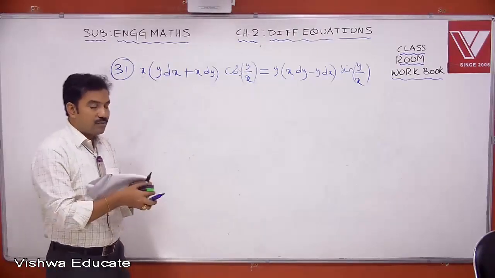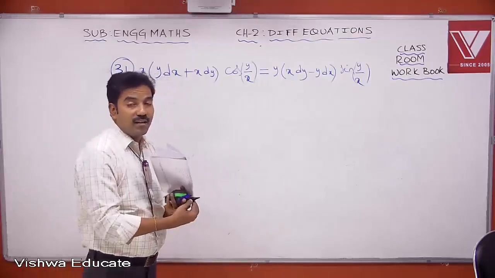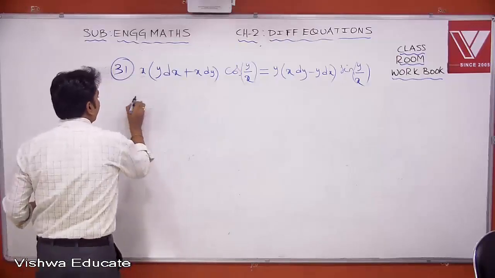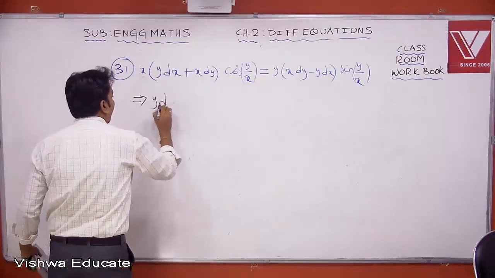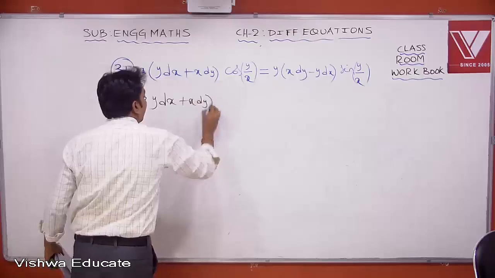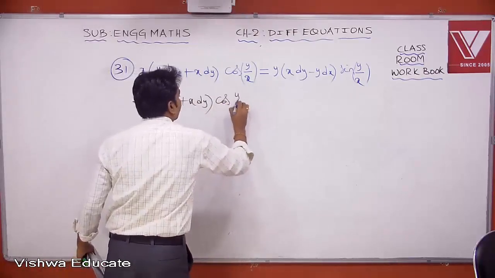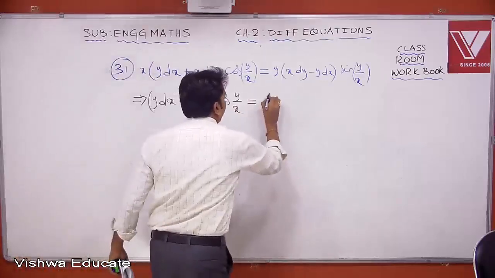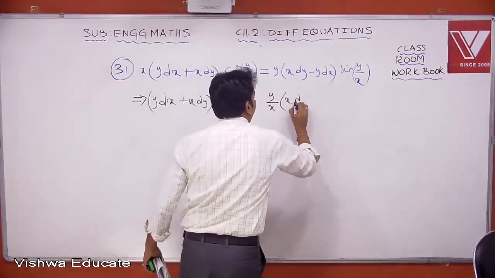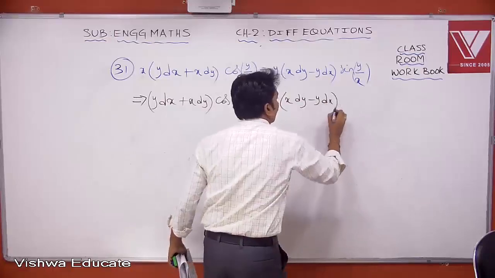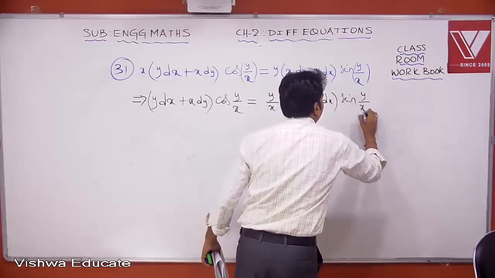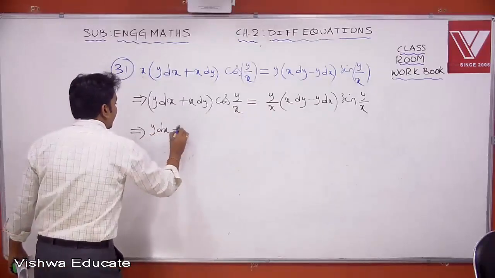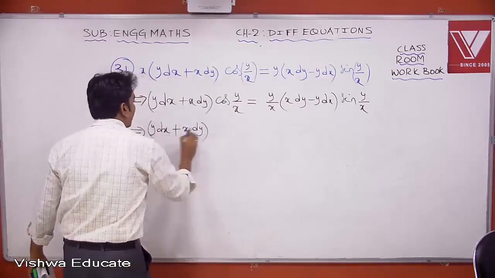Now let us try to solve this by using the total derivative method so that simplification will be very easy. Now this is nothing but (y dx plus x dy) into cos y by x equal to, take this variable x to the right side. So it becomes y by x into (x dy minus y dx) into sin of y by x. So this implies (y dx plus x dy) into cos y by x.